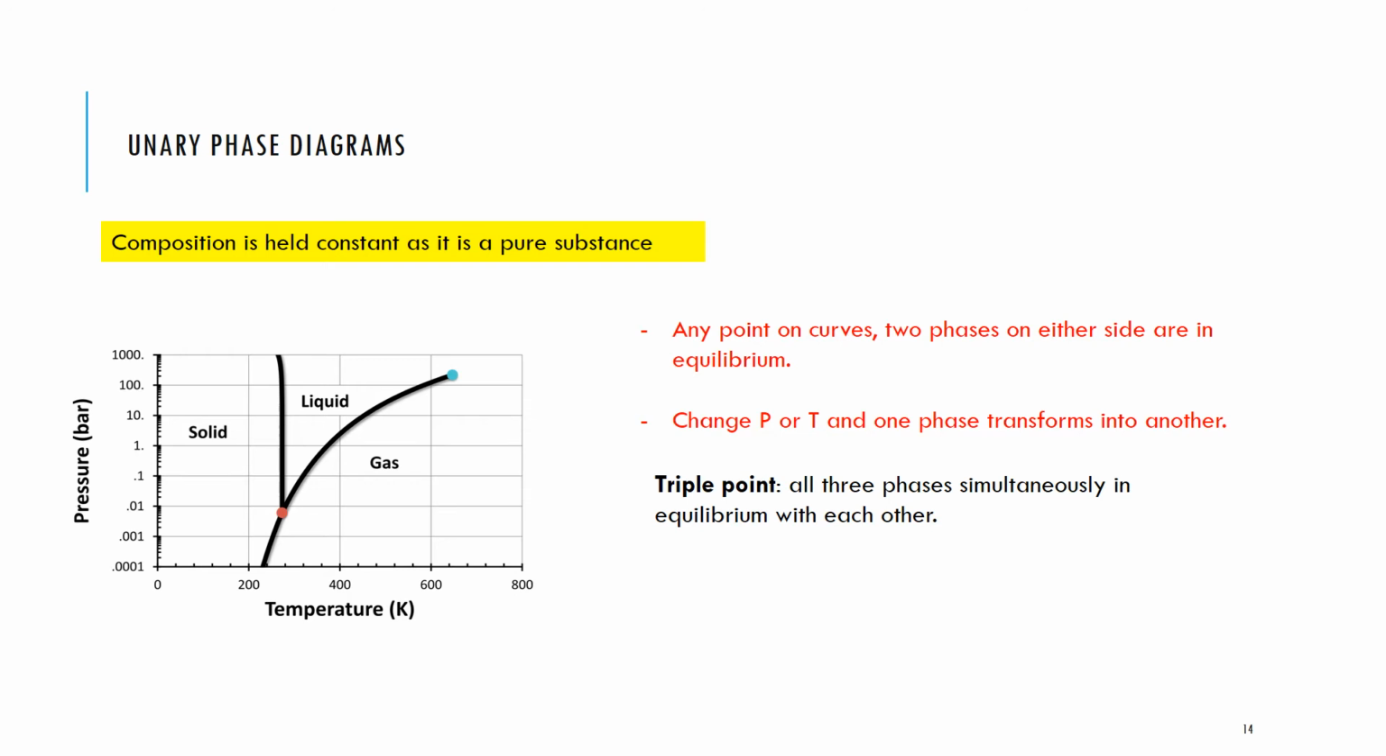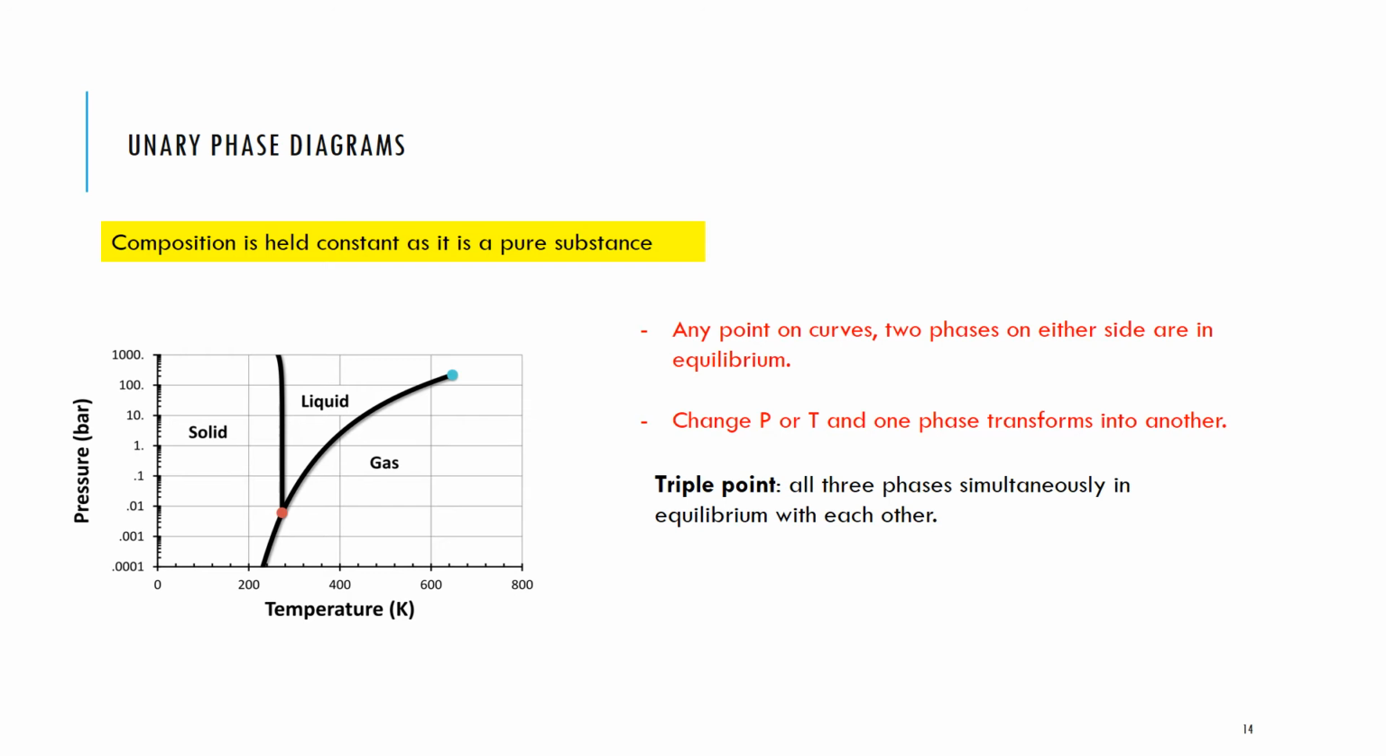Okay, so this is a phase diagram for a single substance. And clearly the composition of this substance doesn't change, right? It's just water in this case. So the composition is held entirely constant, and we plot pressure against temperature.